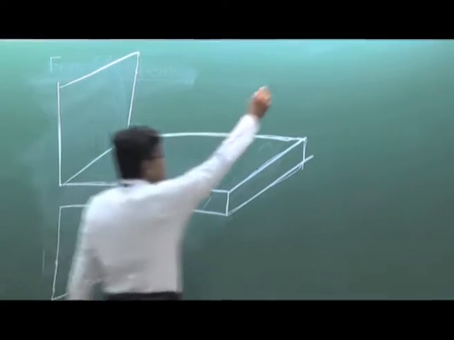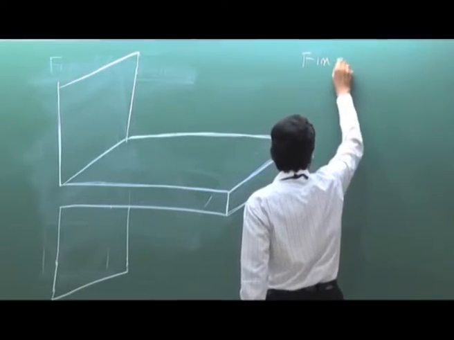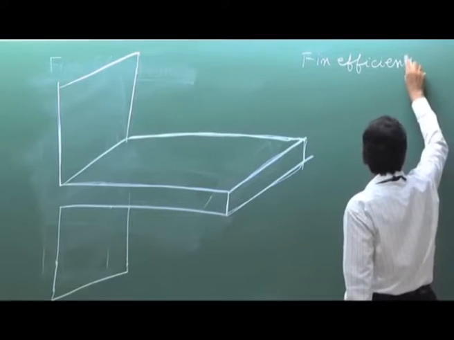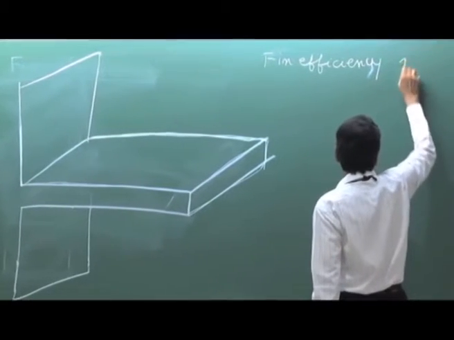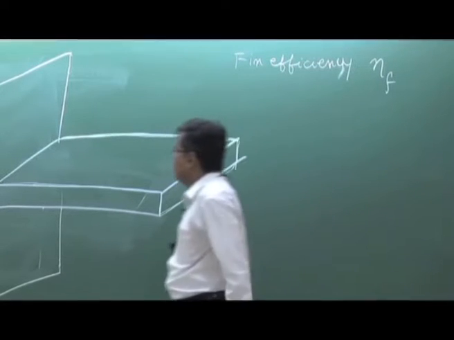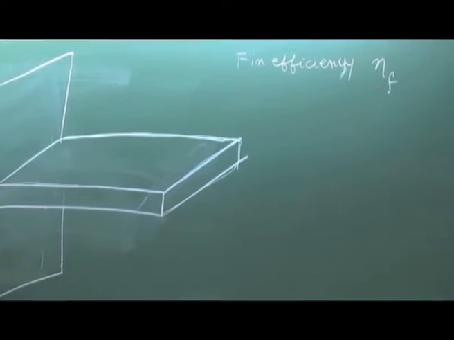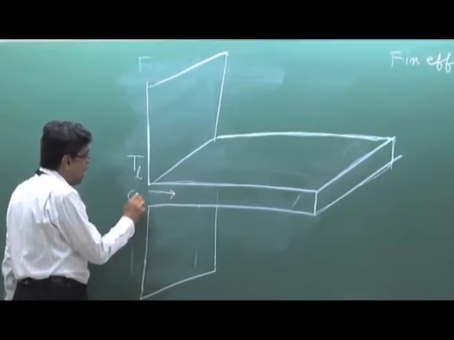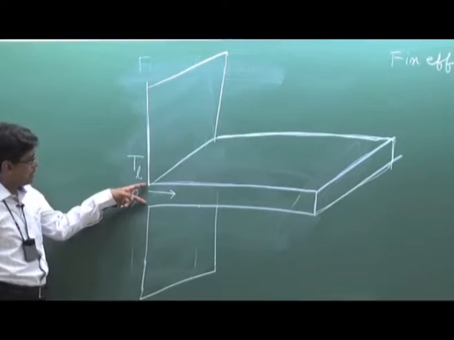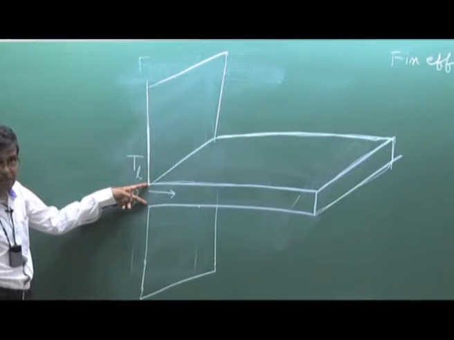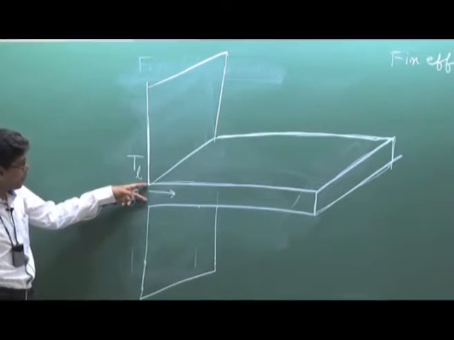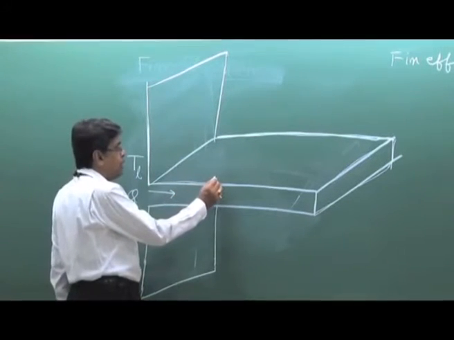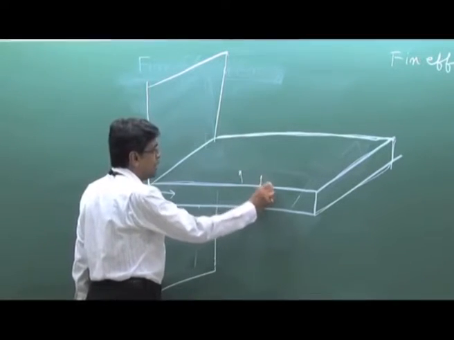Now, fin efficiency. What is meant by fin efficiency? Fin efficiency eta F. The fin efficiency is defined like this. Now, if the base temperature is Tb, an amount of heat Q is transferred from this portion of the base where the fin is attached, and at this portion of the base where the fin is attached, a huge amount of heat transfer takes place. Because of what? Because of this heat transfer from these lateral surfaces.